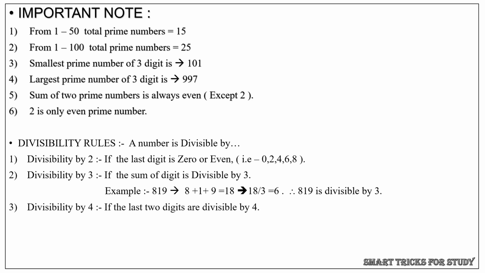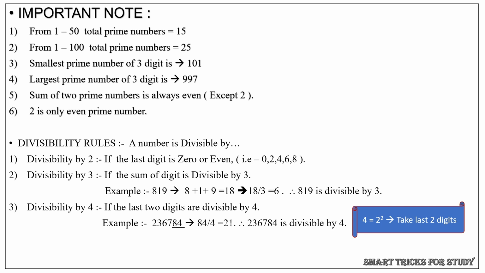Divisibility by 4. If the last two digits are divisible by 4. Here, 4 can be written as 2 to the power 2. The power is 2, so take the last two digits of the given number. Example, 236784. Here the last two digits are 84, therefore divide 84 by 4, that is 84 by 4 is equal to 21. If the remainder becomes 0, then the given number is divisible by 4. Therefore 236784 is divisible by 4.